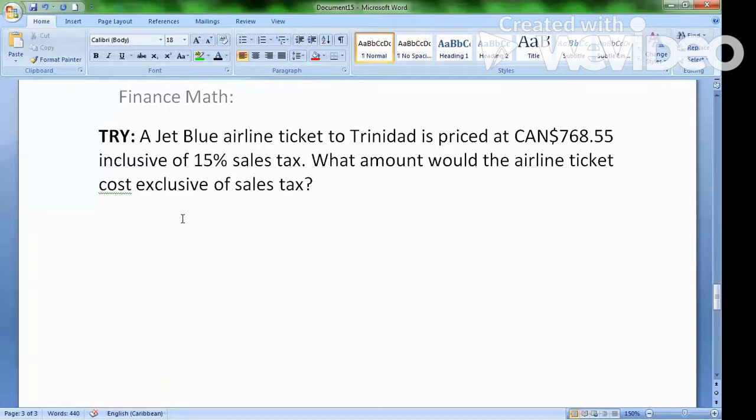All right, go ahead. So I did 15% of $768.55. That gave me $155.28. And then I added the $155.28 to the $768.55. I got $923.83, and then I did the exclusive, which takes away $155.28 from $768.55, and I got $613.26.